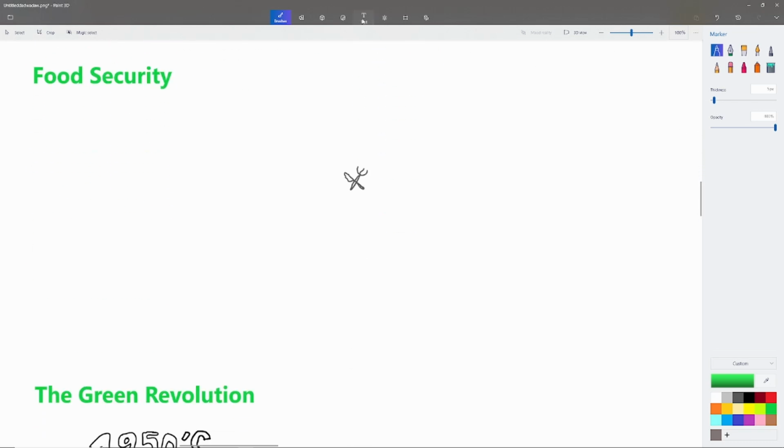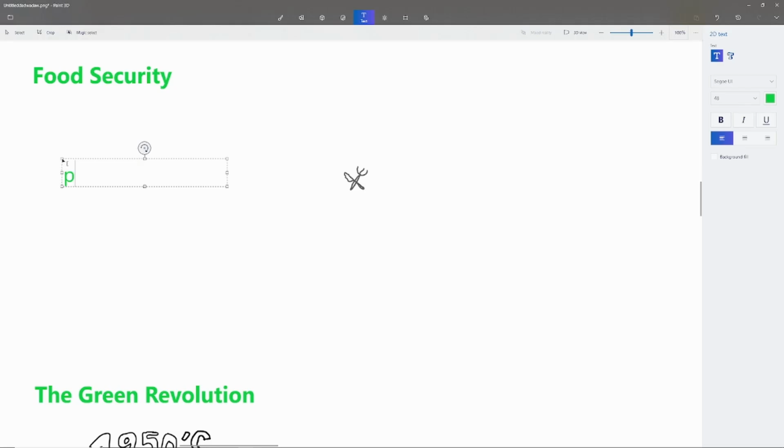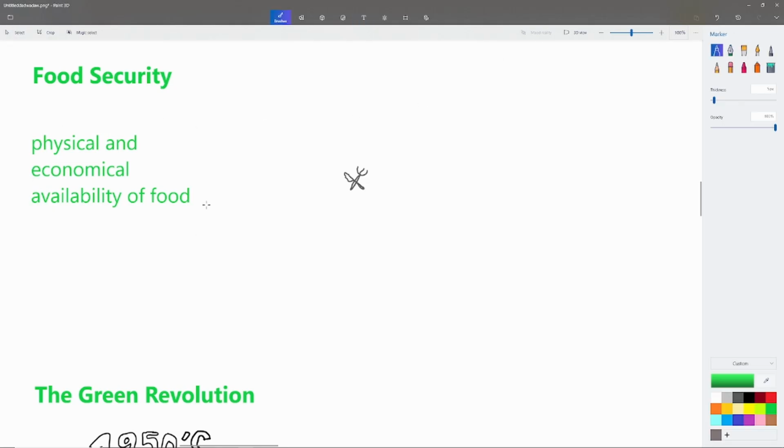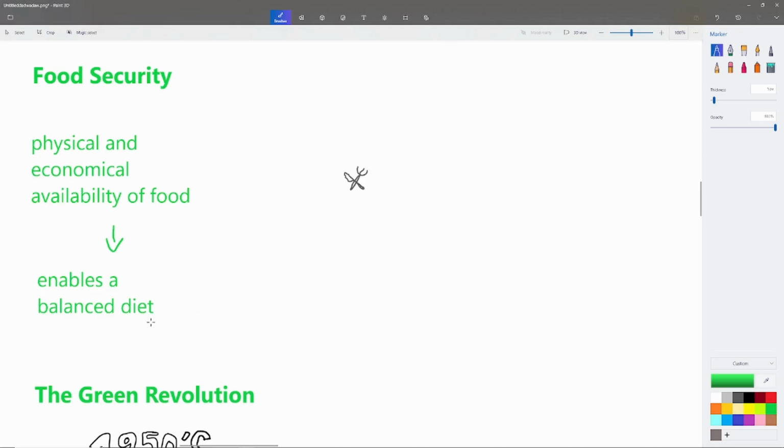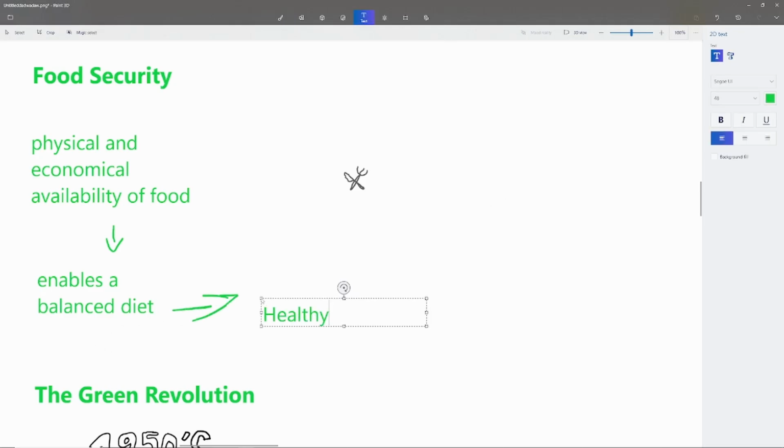Food security is just the physical and economical availability of food. And this just means that people have good and clear access to healthy food. And getting access to this food actually enables a balanced diet, which leads people to have a healthy lifestyle.